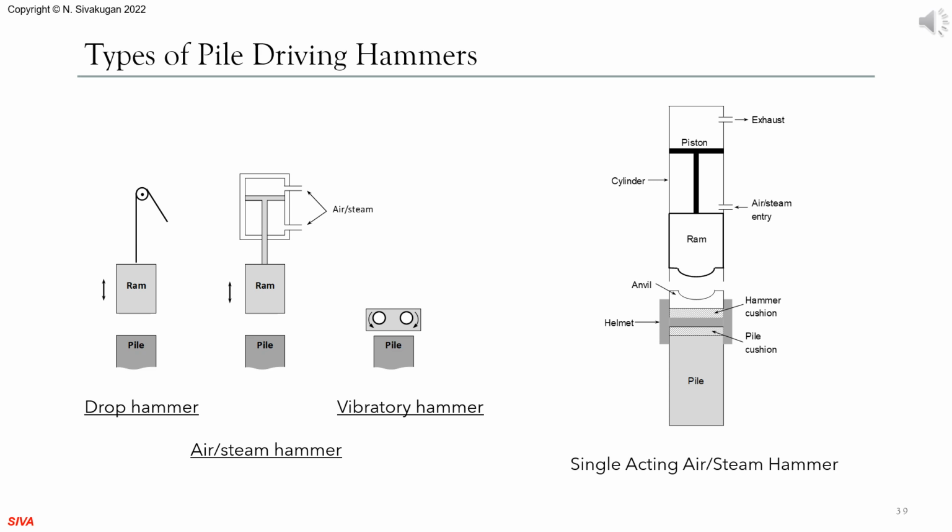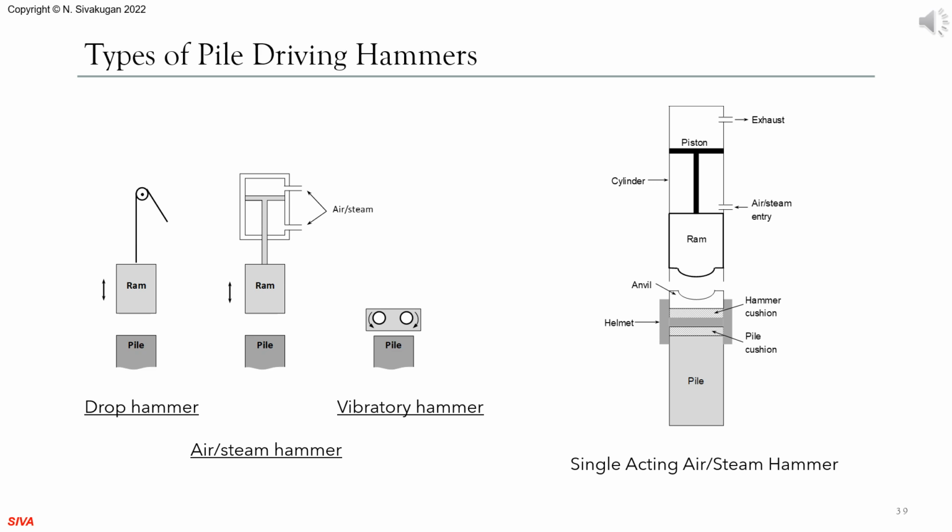The first here is a drop hammer, one of the oldest pile driving hammers. A heavy weight is lifted using a pulley or a hoist and dropped on the pile head. The second is an air or steam hammer, where air or steam is used to push the weight up and the drop can be free fall in single-acting hammers or assisted by air or steam in double-acting hammers. The third is a vibratory pile driver, where rotating eccentric masses provide a vertical sinusoidal force.